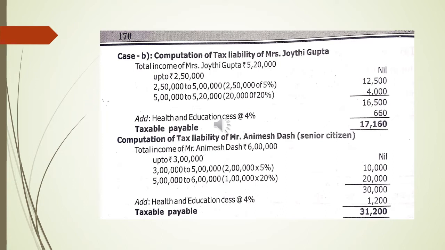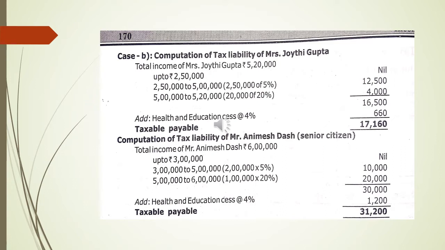And his income is more than 3.5 lakhs per annum. So the senior citizen is also not eligible to claim rebate. So straight away we charge education cess at 4%. 4% of 30,000 comes to 1,200. So your total tax payability is 31,200.